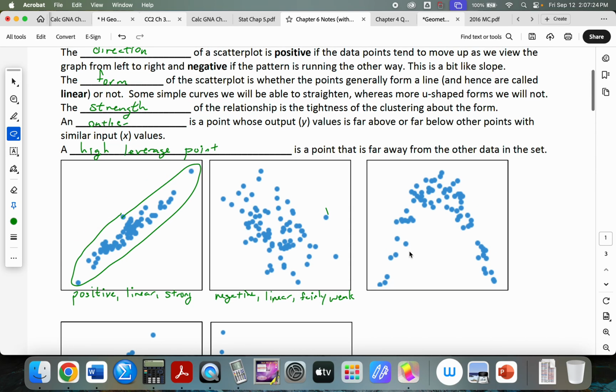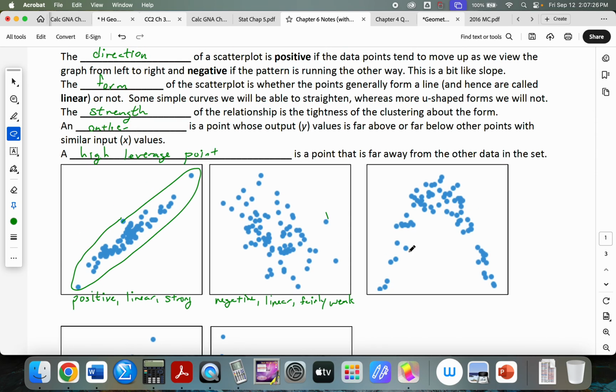Notice this one is neither positive nor negative. Is it linear? No. So it's nonlinear.